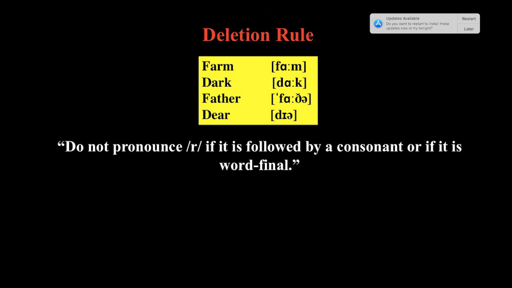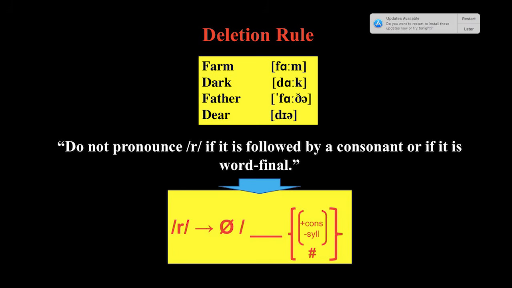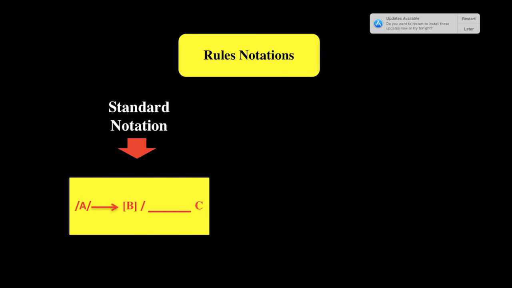So how do we change this into phonological rule notation? We simply write r between slashes becomes nothing if it is followed, and you open the braces because we are talking about two possible environments, two alternative environments. We say either followed by a plus consonantal minus syllabic, which is a consonant, or if it is word final. Normally when we write rule notations, as we have seen so far, we are writing rule notations as standard notations.